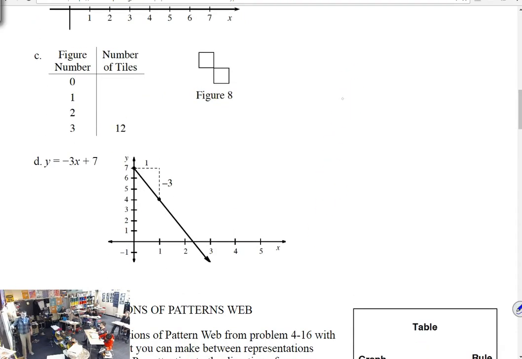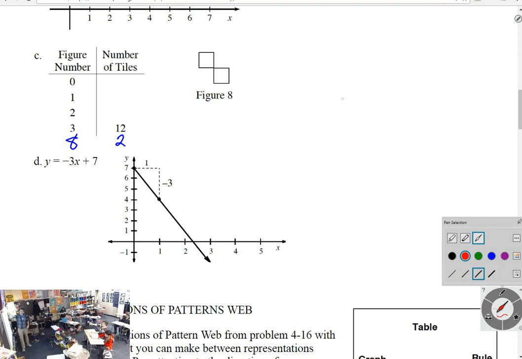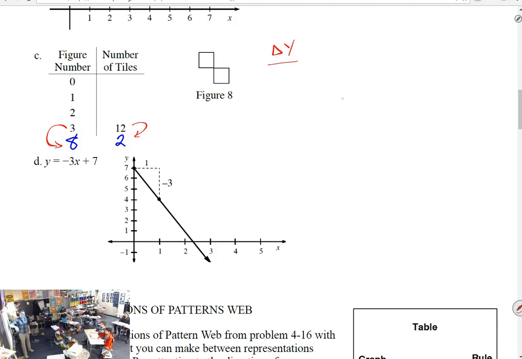Can I do that? Figure number, you can write number of tiles. I would like to have 4 or 5, 6, but I don't. Right now, can I figure out the change in Y? Can I figure out the change in X?